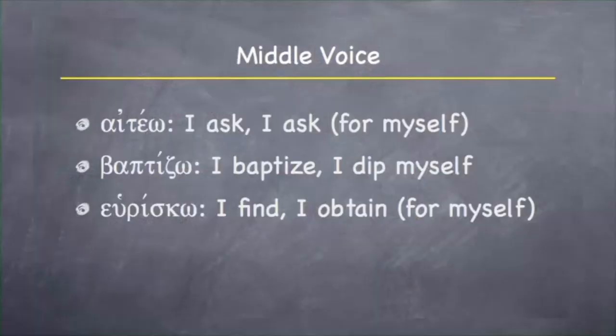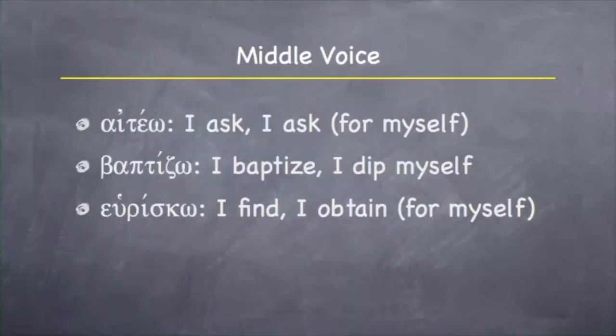And you will find, for example, that there are some words that characteristically do have this idea of self-interest when they function in a middle form. Aiteo, for example, means I ask in the active. But when you find aiteo in the middle, it might, if context is suggesting it, mean I ask for myself. In other words, if you're going to use aiteo of praying to God, you're not talking about intercessory prayer, you're talking about praying for yourself, most likely.